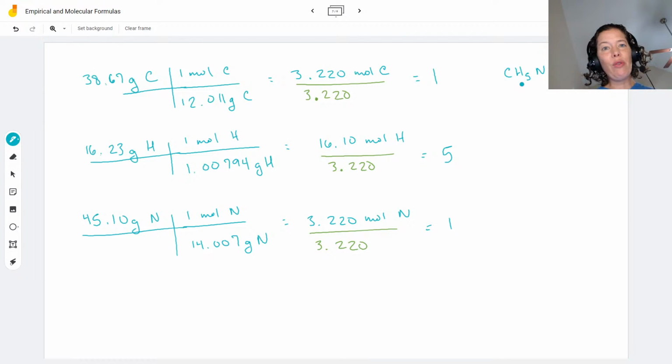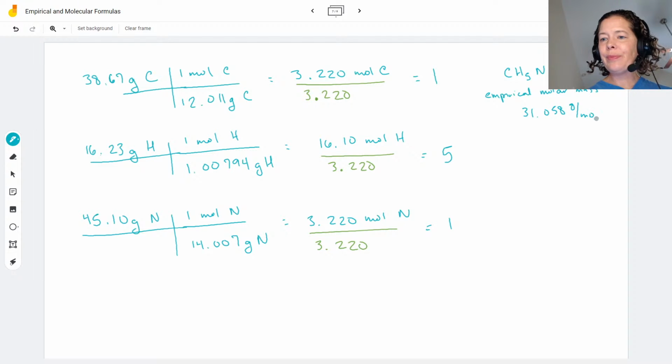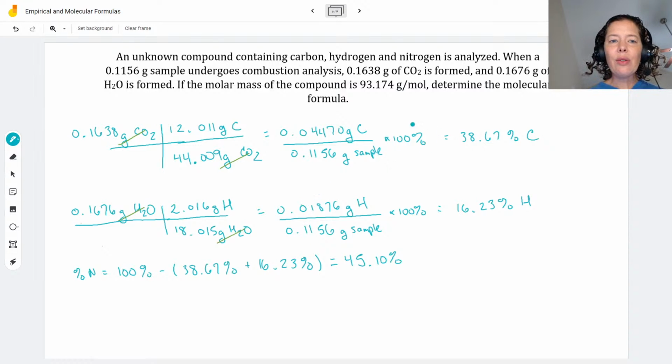And let's take this empirical formula and let's go ahead and calculate our molar mass of our empirical formula. So let's go, empirical molar mass is 31.058. And let's go back to our original problem, and we can see that the molar mass of the molecular formula is 93.174. So in this case, our molecular and empirical formula are different. We just need to figure out that ratio.